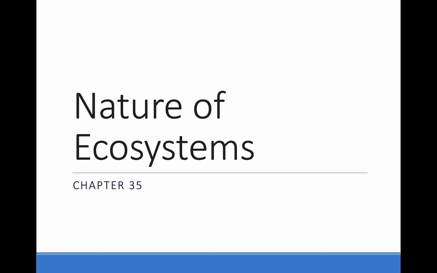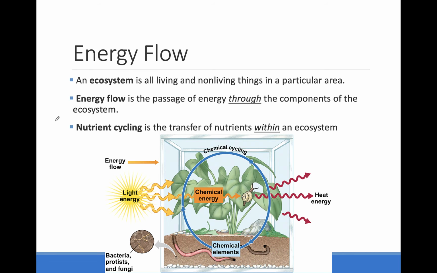Chapter 35 explores the ecology of ecosystems. An ecosystem is all of the living populations that make up a community and the non-living components of the area. Ecosystems can be characterized by the flow of energy and the cycling of nutrients.